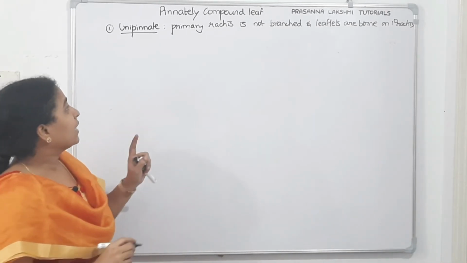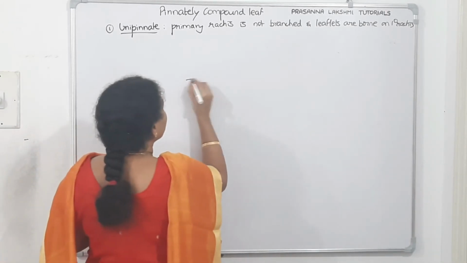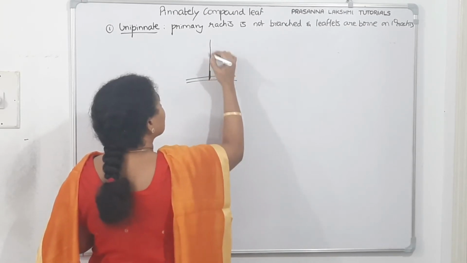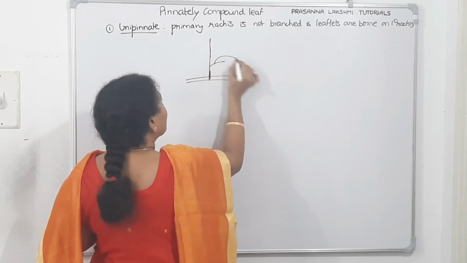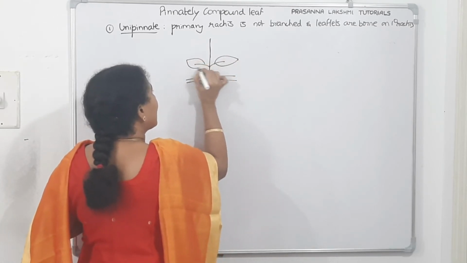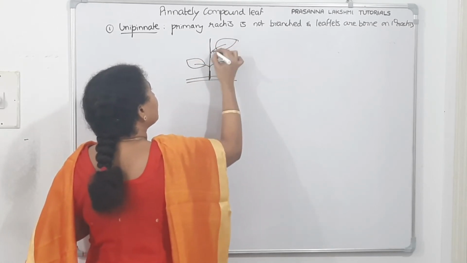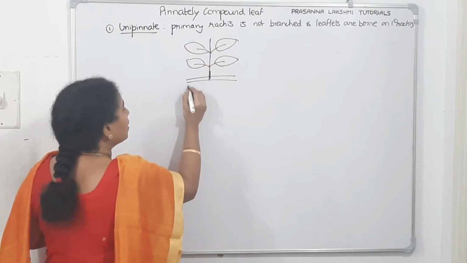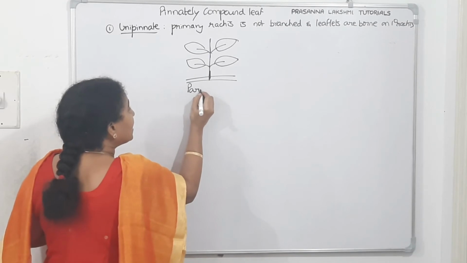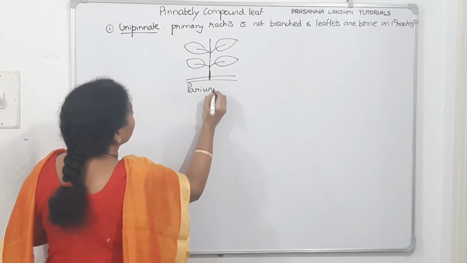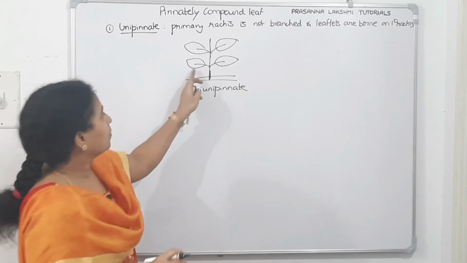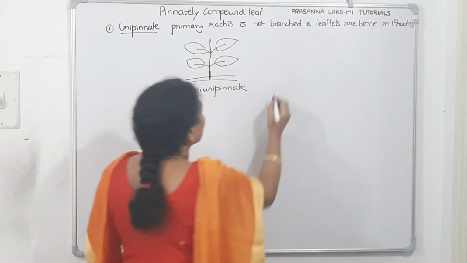And again, if the leaf is like this, this is a petiole and this is the primary rachis. On the primary rachis, if the leaflets are borne and if the leaflets are in pairs, then this is called pari-unipinnate. They are parallel to each other. Another one is also there.